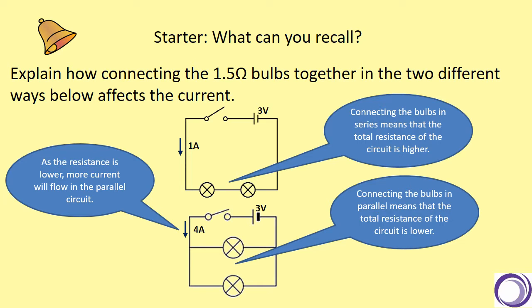So in the bottom circuit we've got 4 amps coming out of and going into the cell, and then that'll divide up so we get 2 amps going through one bulb and 2 amps going through the other. So the bulbs would actually be brighter on the bottom circuit than they would be on the top circuit.